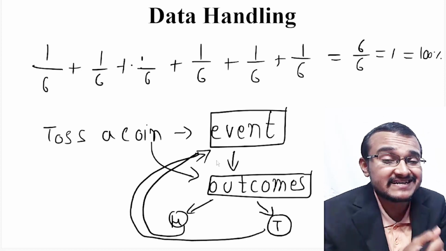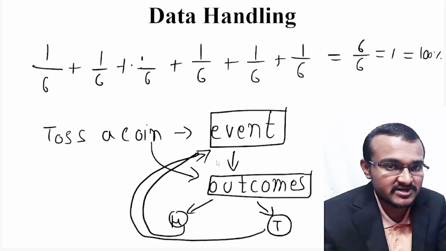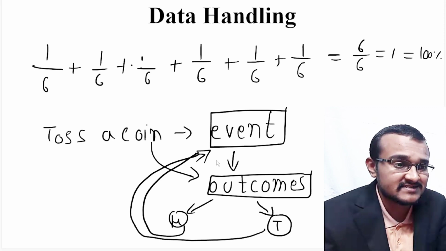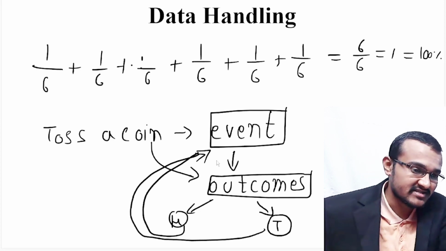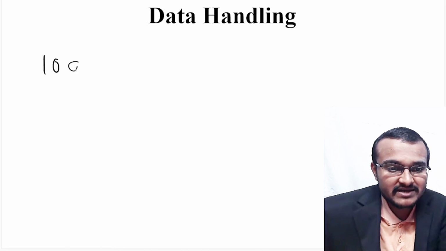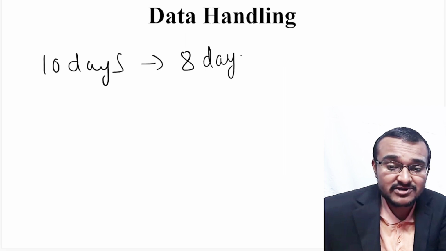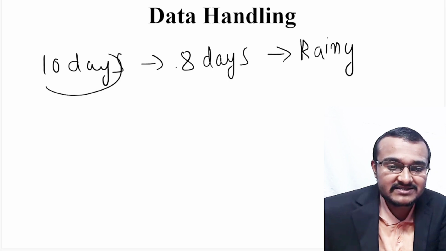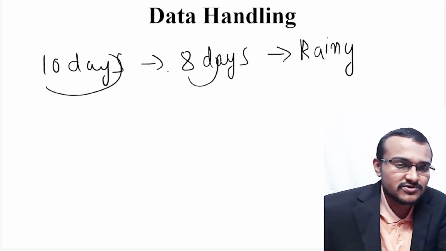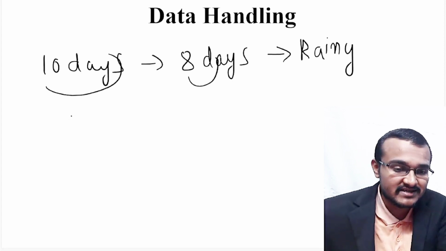Even probability can be predicted for raining in a particular season. For example, let's say this season is rainy season. Then in rainy season, the probability of raining will be 8 days out of 10 days. That means if you have 10 days in a row, in those 10 days, 8 days might be raining, because it is a rainy season. If you consider summer season or winter season, in those days, 2 days or even 0 might be the probability.